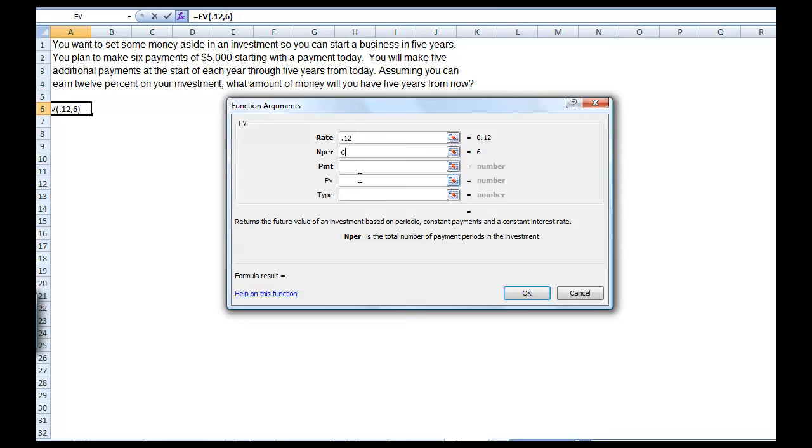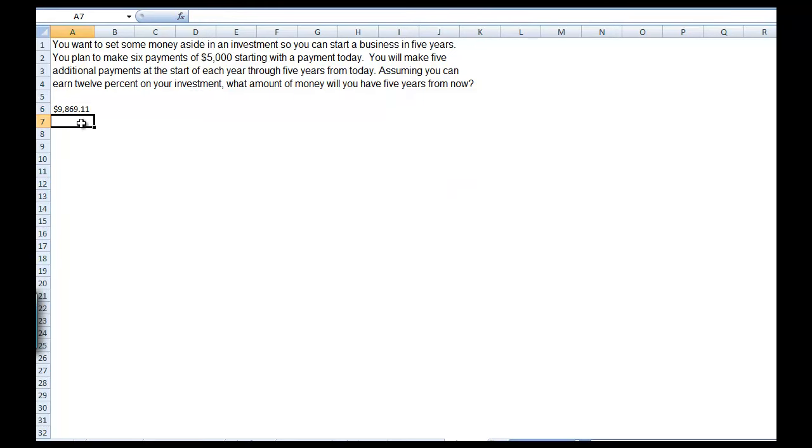And then, because this is not an annuity, this is a future value of a sum. Our sum for the first year is $5,000. That's what we're investing in year 1. So you can see it gives us the answer of $98.69, and we click OK, and we have that.